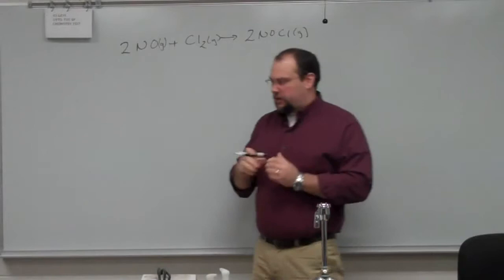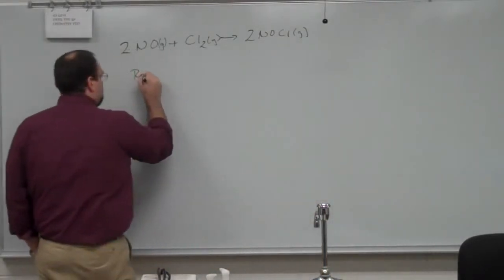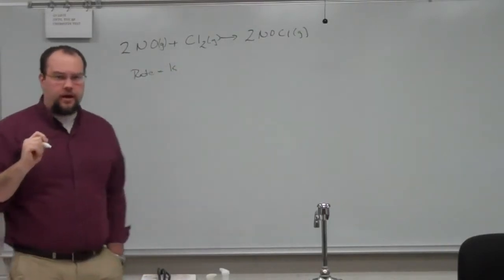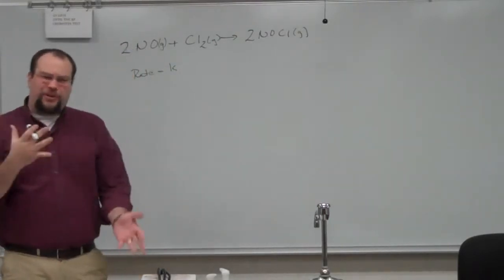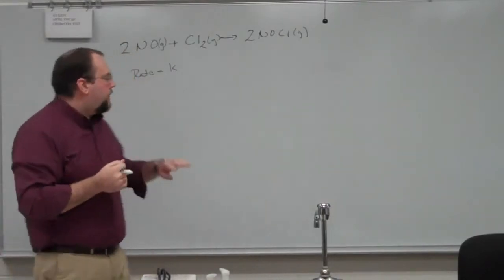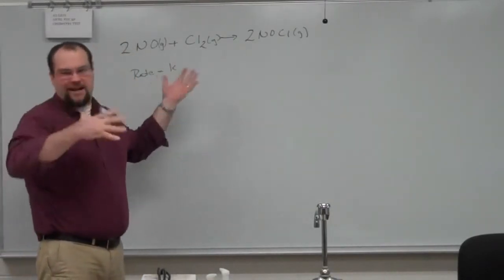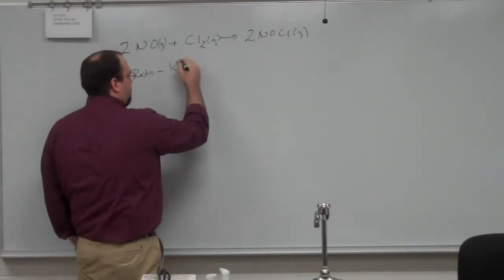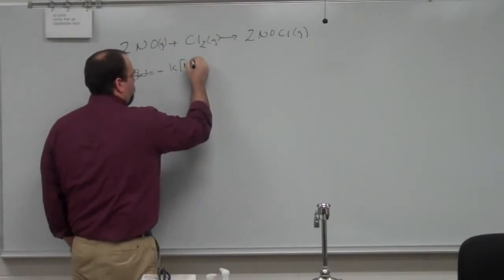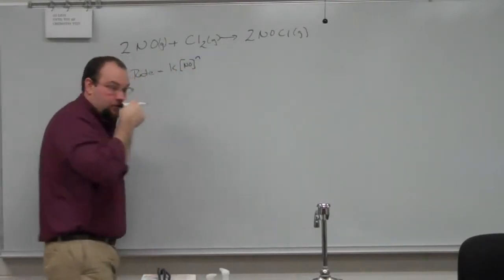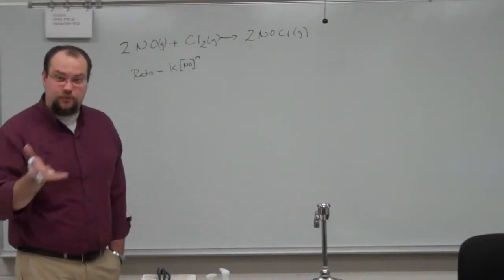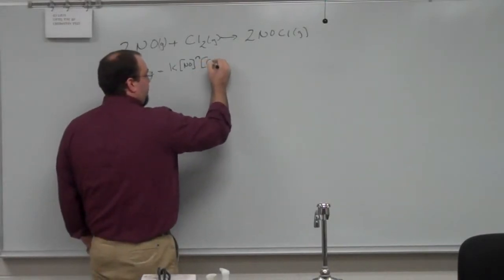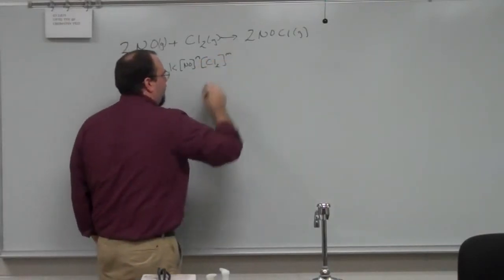So I know that my rate law is going to be the rate equals k. Now k is called a reaction constant or a rate constant. It's almost like the y-intercept in the equation. It's just a constant to get the concentrations into rates. So I have k times the concentration of NO raised to some rate order. We don't know what it is yet, but experimentally we're going to have to calculate that. And then times Cl2 to some other rate order.